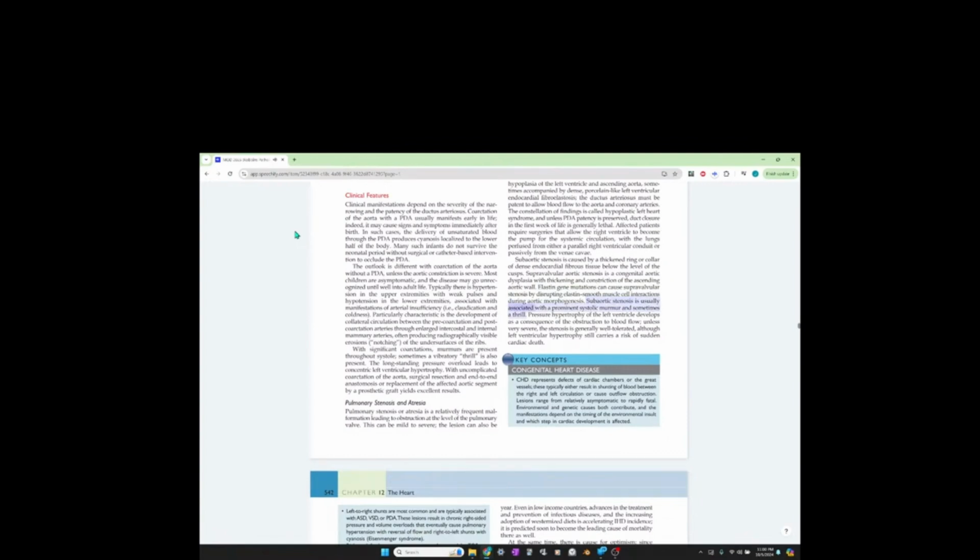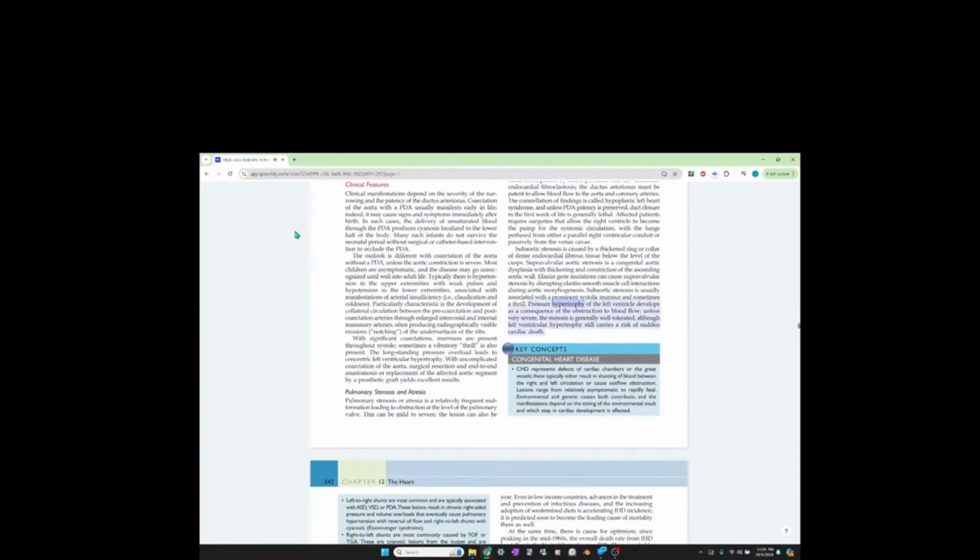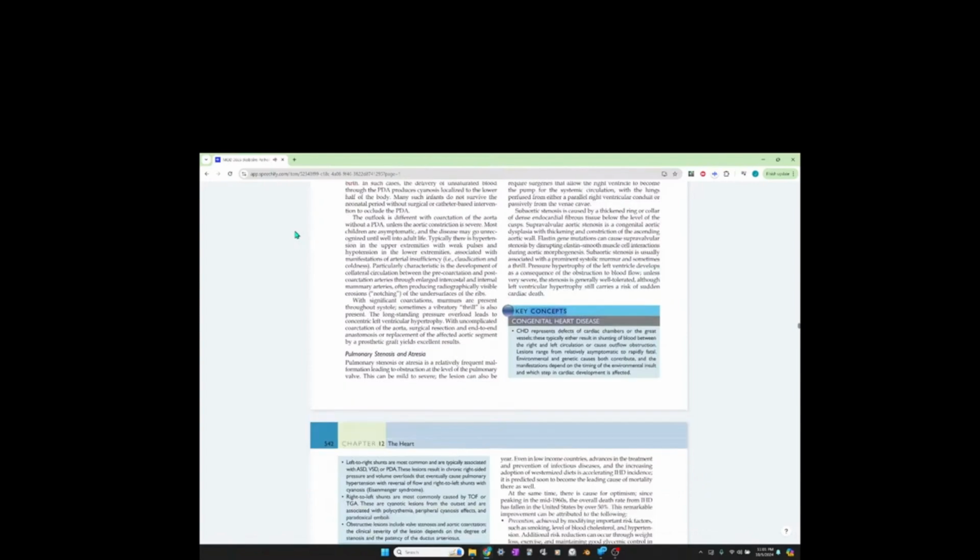Elastin gene mutations can cause supravalvular stenosis by disrupting elastin, smooth muscle cell interactions during aortic morphogenesis. Subaortic stenosis is usually associated with a prominent systolic murmur and sometimes a thrill. Pressure hypertrophy of the left ventricle develops as a consequence of the obstruction to blood flow. Unless very severe, the stenosis is generally well tolerated, although left ventricular hypertrophy still carries a risk of sudden cardiac death.